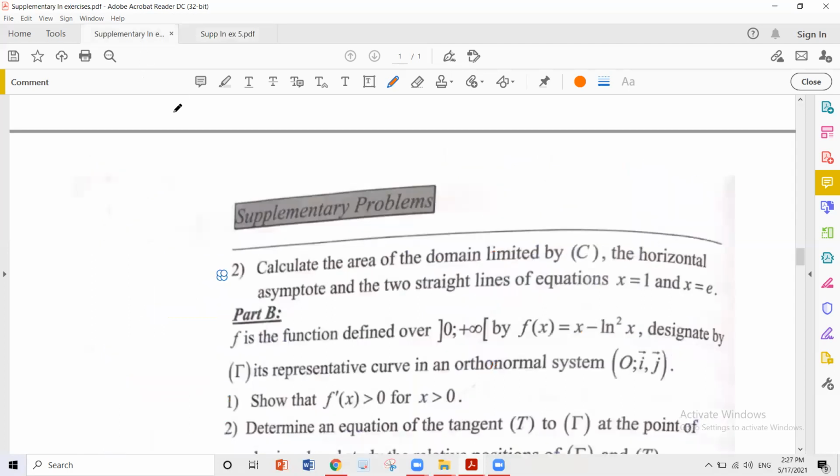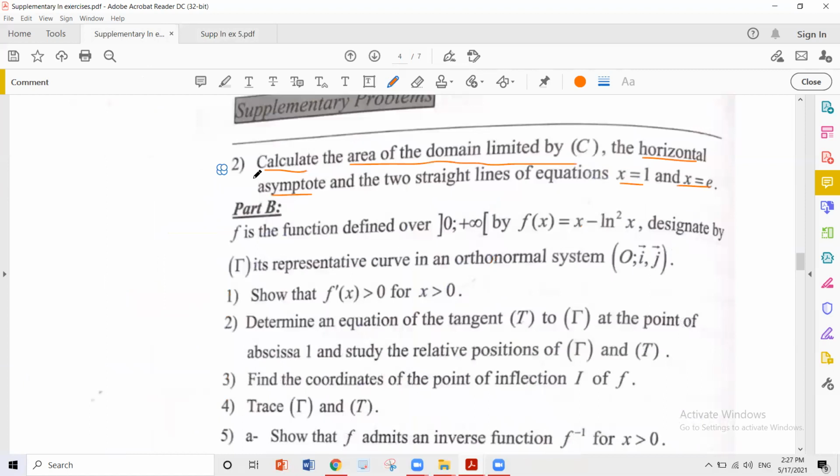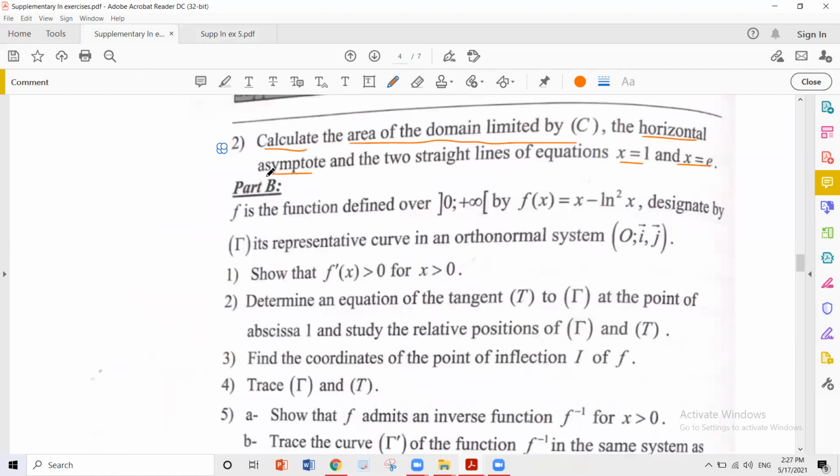Part B. Let f be the function defined over 0 plus infinity by f of x equals x minus ln squared x. Designate by gamma its representative curve in an orthonormal system. Show that f prime x is greater than 0 for every x.